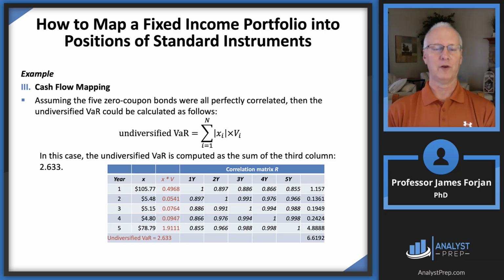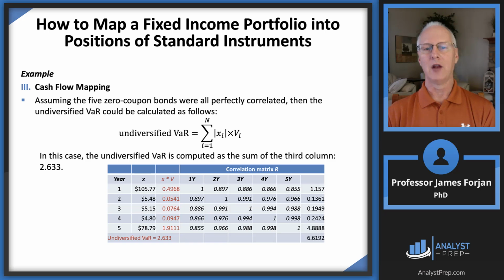All right, so what we're first going to do in this cash flow mapping is we're going to compute an undiversified value at risk. And all we're really doing is summing that third column. So that gives us an undiversified value at risk of 2.633.